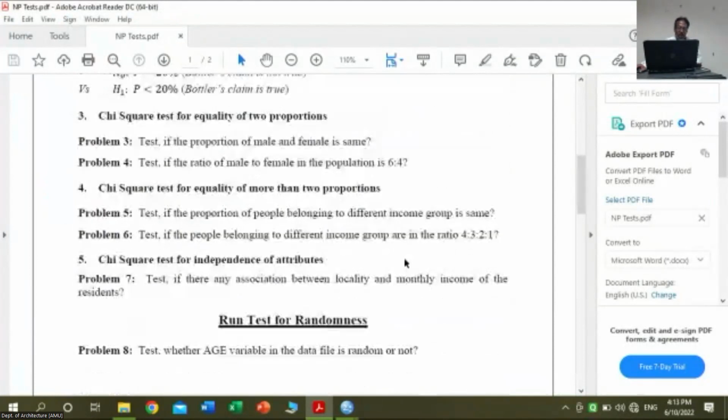Now chi-square test for equality of more than two proportions. Here the problem is stated like this: whether the proportions of people belonging to the different income groups are the same or not. Just as we did for two populations, we will do it for more than two populations. Here the test variable is the income group. Now let's see how to do this.